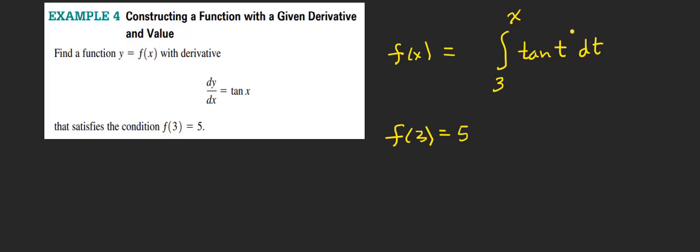So how can we get 5? Well, all we've got to do is just put plus 5. So this way, now when you plug in 3 for x, f of 3 will be 5. So this is what we want.